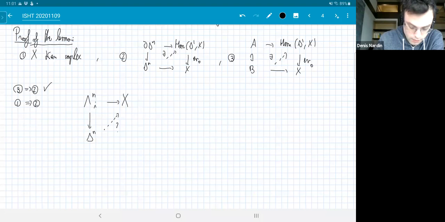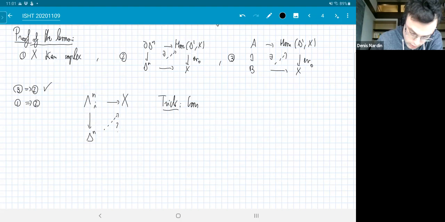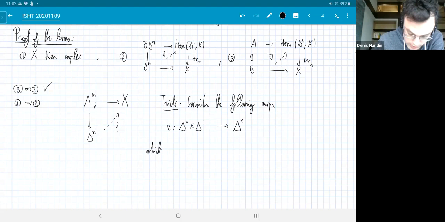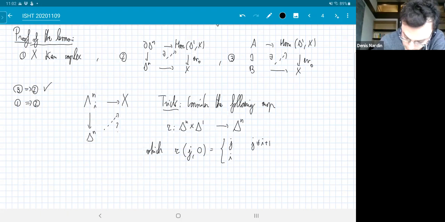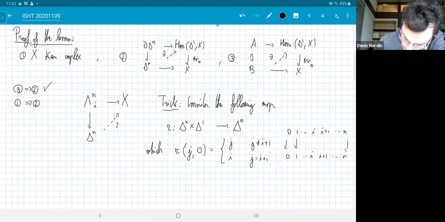And the trick is to consider the following map R from delta n times delta 1 into delta n. Remember, delta n times delta 1 and delta n are both nerves of posets, so it's enough to tell you what they do on vertices. We have R J0 is J if J is not I plus 1, and it's I if J is I plus 1. So the restriction is just this map of posets that sends everything to its place, but it collapses I plus 1 into I.